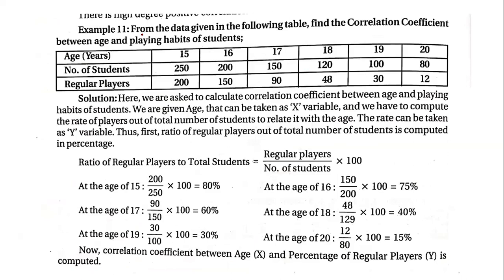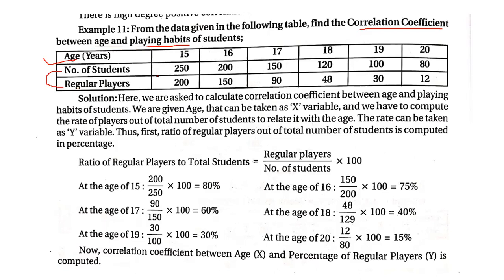Now the next problem, from the data given in the following table, find correlation coefficient between age and playing habits of students. Now you have to read this question very carefully before solving. It is asking us to find correlation coefficient, that is well known, between age and playing habits. It's clearly given playing habits of students. And if you see the data below, age is given, so that is one of the criteria. Now coming to playing habits, we have two data given, that is number of students and regular players.